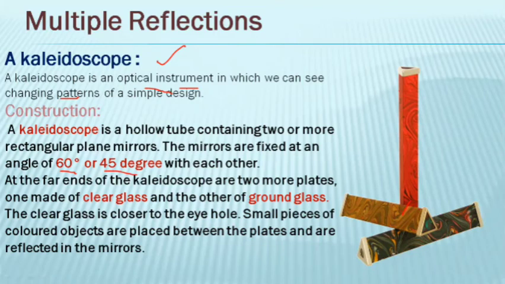Then we cover this with beautiful designs. On one side, there are two plates on both of the sides. One is made of clear glass from which the light is reflected, and the other is ground glass. In clear glass, it is closer to the eye. Small pieces of colored objects, any leaves or any colored objects, are placed in this one between the two sides.